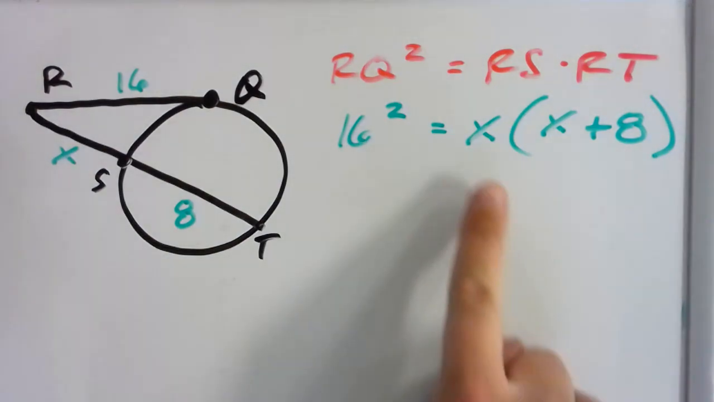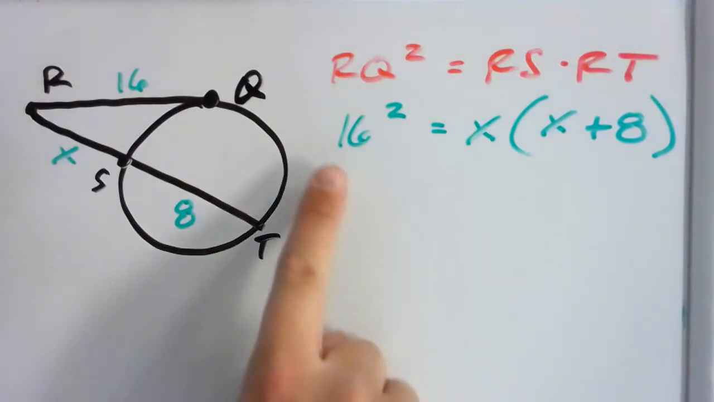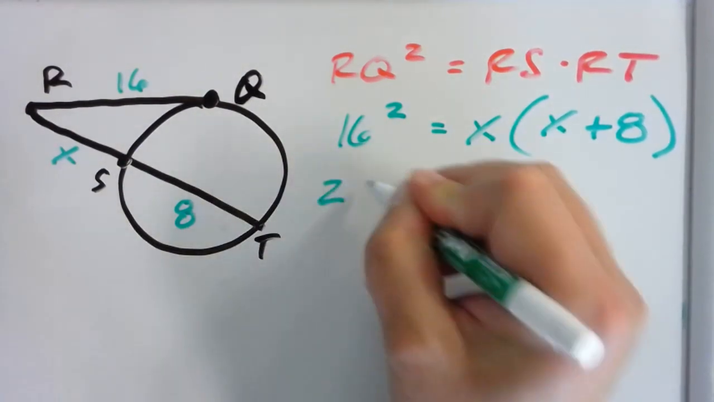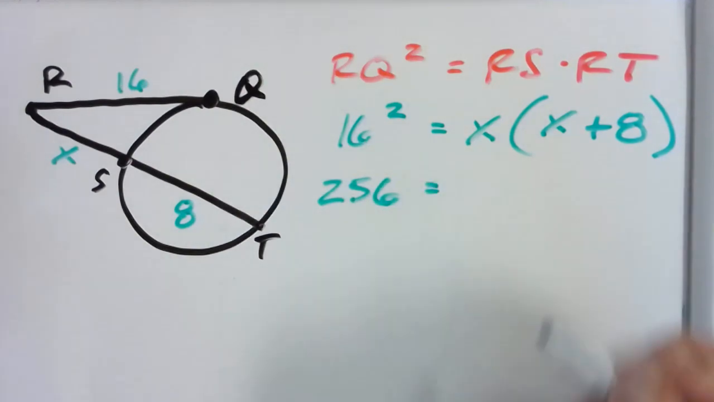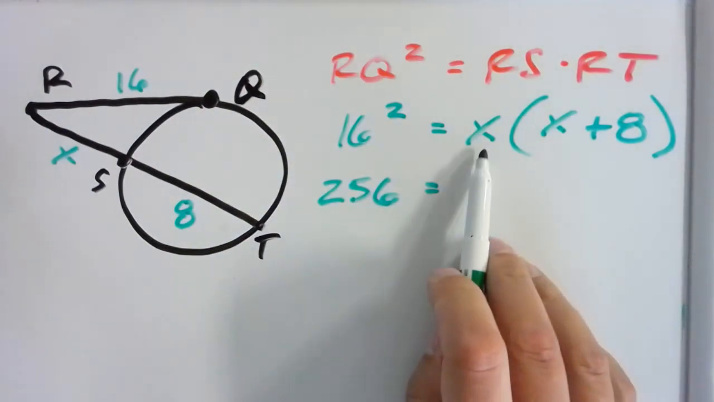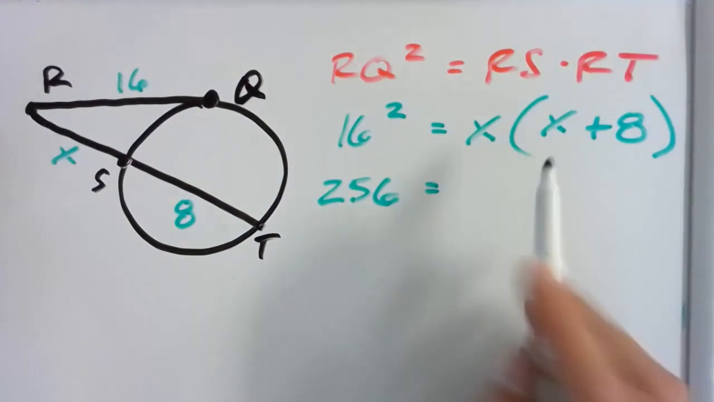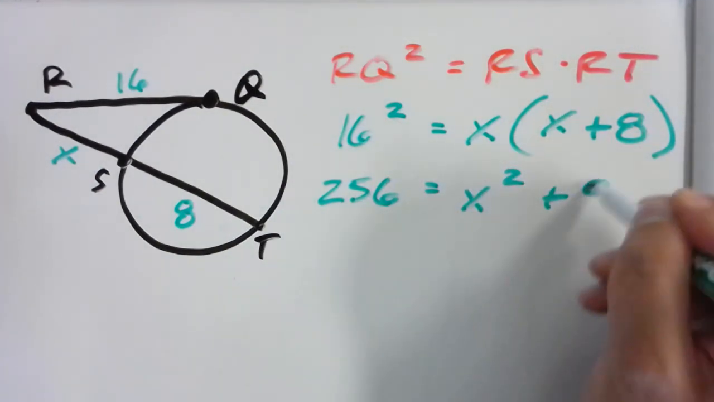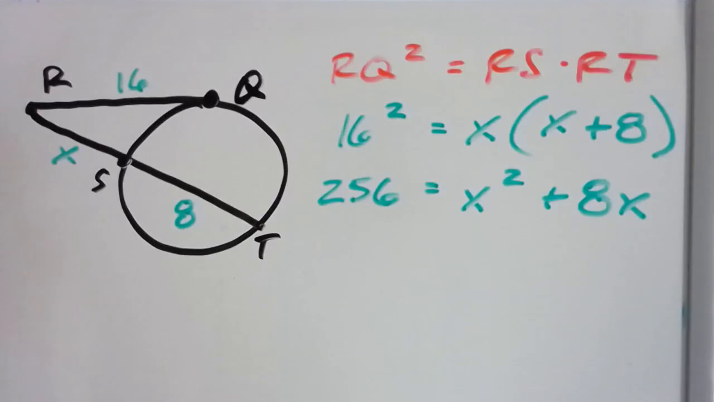Okay, now I'm just doing the distribution here on the right, and then I can do this piece in the calculator. 16 times 16, or 16 squared, gives me 256. When I distribute this throughout the parentheses, X times X gives me X squared, and then X times positive 8 gives me positive 8X. So far, nothing terribly different than what we've done so far.